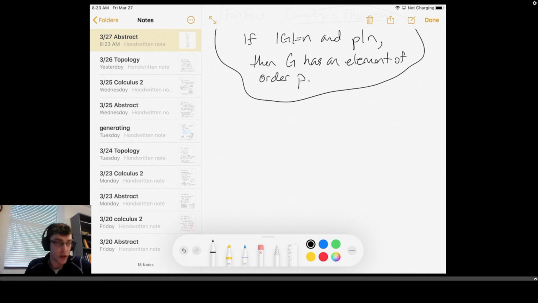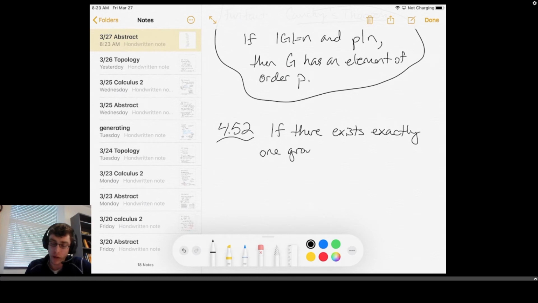Okay, so moving on. This should be a quick one. I mean, this is really a one-line answer. So if there exists exactly one group of order n up to isomorphism, what is this group?